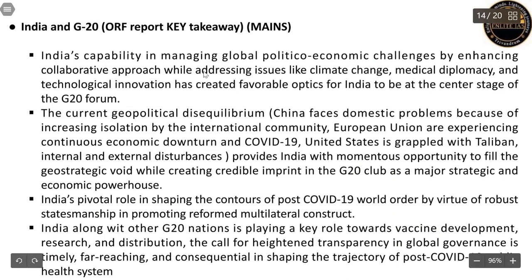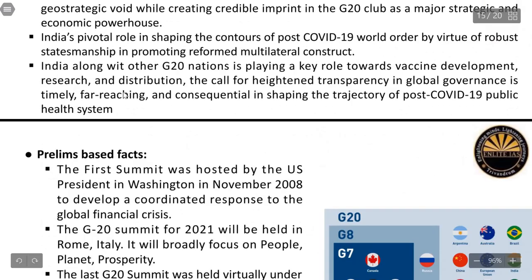So over here, I have mentioned a few points or takeaways from an ORF report related to India and G20 and how India can actually make use of the current COVID crisis and rise as a multilateral power amongst the G20 and also as a global power. So you can go through these. Certain important points are there from a mains perspective, which you can mention in your answer.